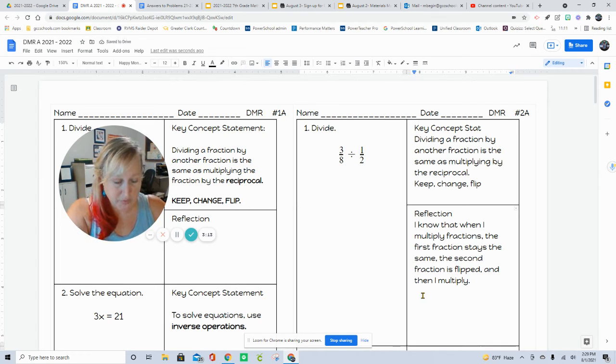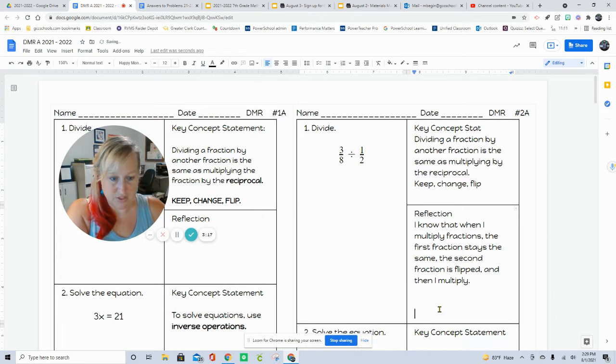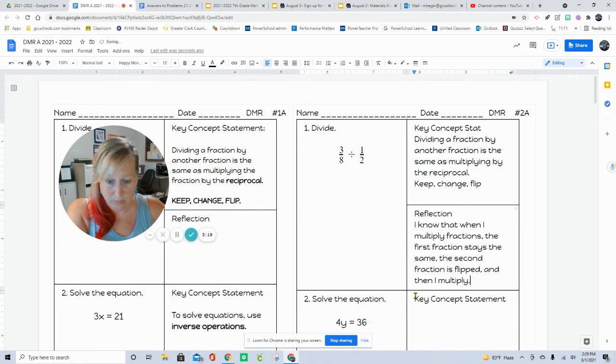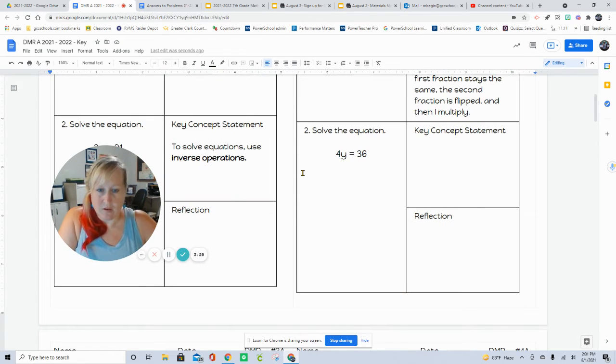So do your best to make sure that your reflection matches my reflection as best you can. These answers will be on our answer page. I will have the reflections on there for you to use, but the reflections should truly be yours so that you can speak math.